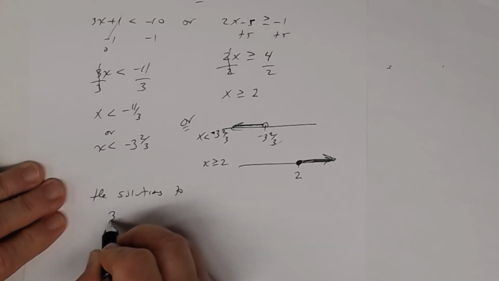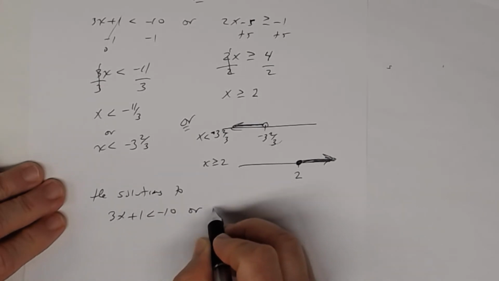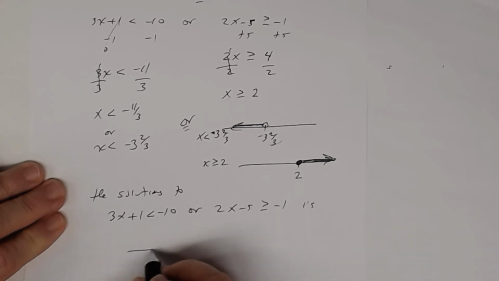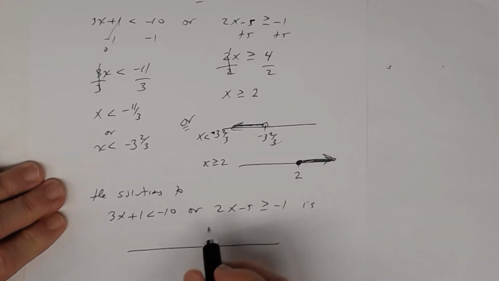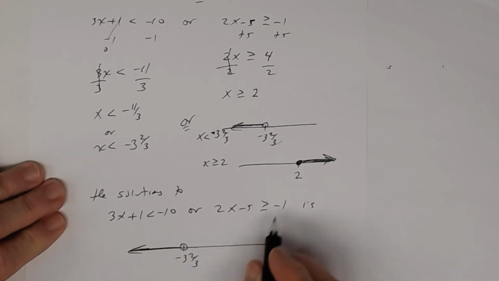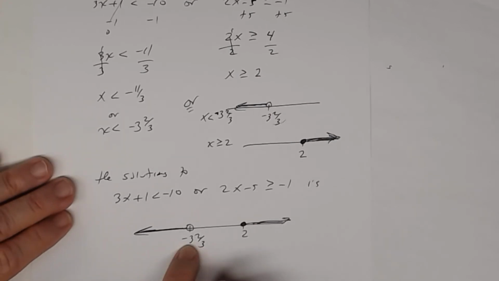3x plus 1 is less than -10, or 2x minus 5 is greater than or equal to -1, and then you're going to put the two together. So here's -3 and 2/3, open circle going to the left, and then here's 2, closed circle going to the right. Again, make sure the numbers are correct on the number line. So a negative number is to the left of a positive number.